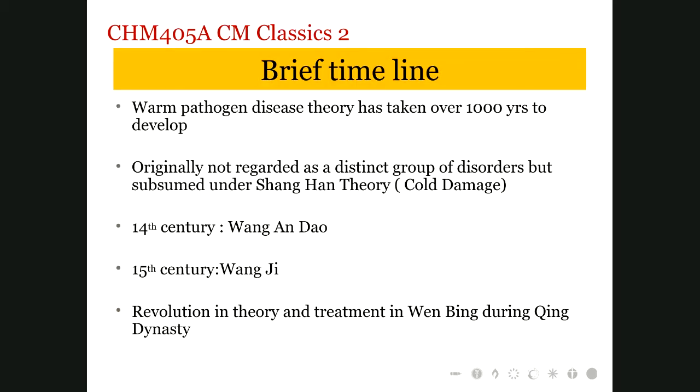Now, the warm pathogen disease series took more than 1,000 years to develop. From the time the Sanghanlun, or Sanghan Zabinglun, was published, it already discussed Wenbing. But the details of the Wenbing series were developed much later, around the Qing dynasty. Originally, the Sanghanlun had no detailed, specific classification of Wenbing, only talking about any kind of external pathogen involved.